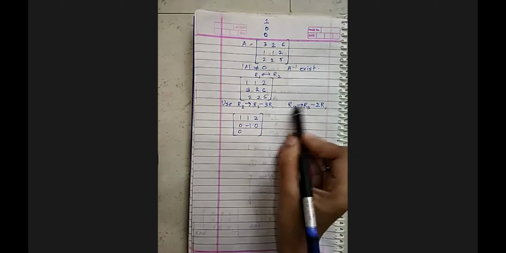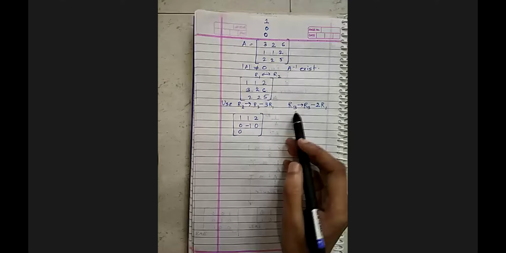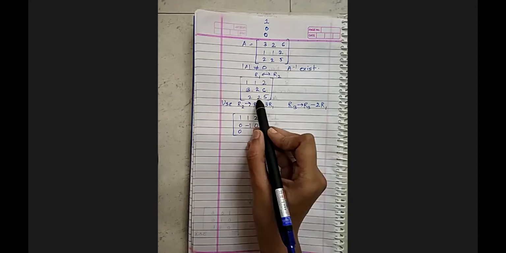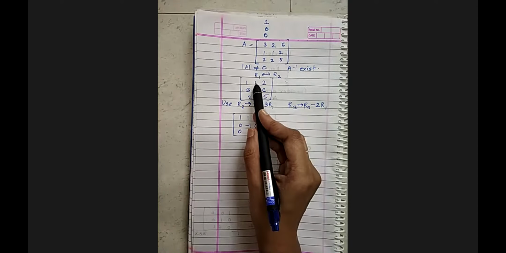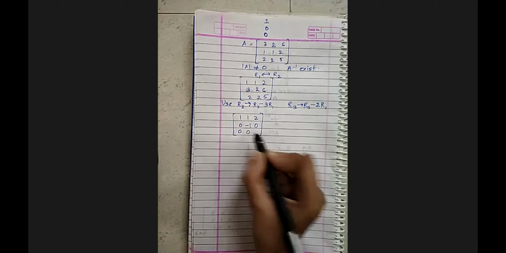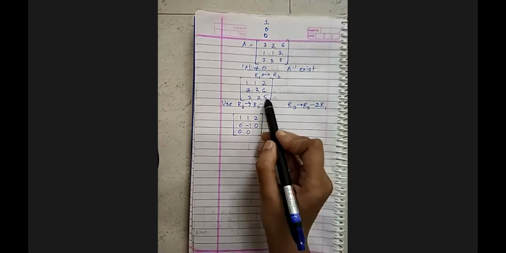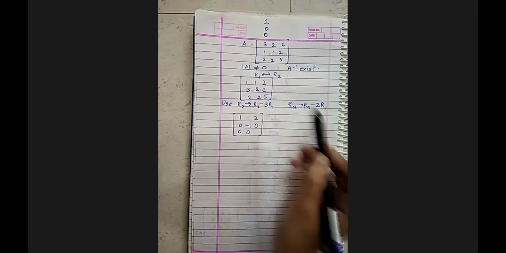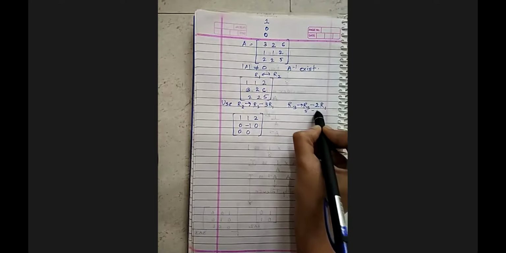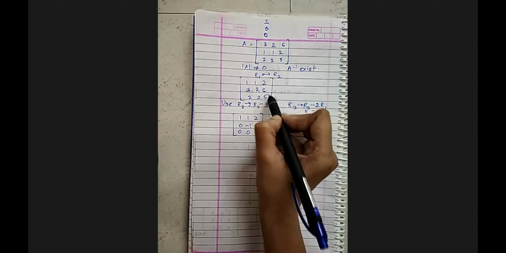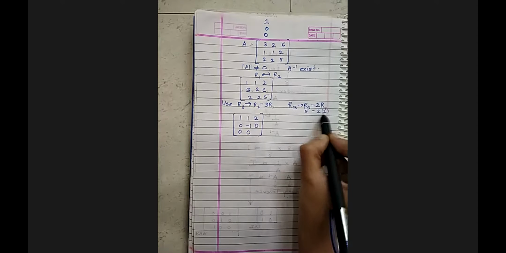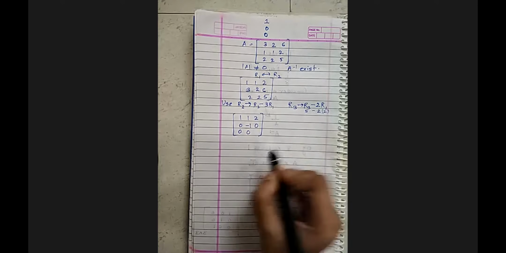Okay, now I'll do the changes in R3. So R3 minus 2R1. So what is your R3? 2. 2 minus 2 becomes 0. Now 5. 5 minus 2 twos are 4. Okay, this is your 5 minus 2 into your R1 element corresponding to R3, which is 2. So 2 twos are 4. So 5 minus 4 is 1.